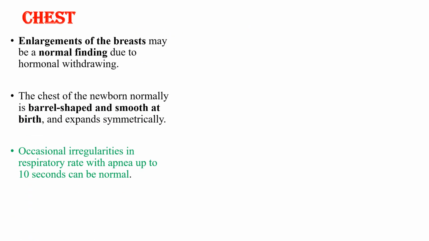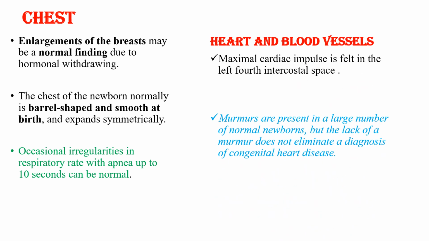The other is about the chest. Enlargement of the breast might be a normal finding due to hormonal withdrawal, and the chest of the newborn normally is barrel-shaped and smooth at birth and expands symmetrically. Occasionally, irregularities in respiratory rate with apnea up to 10 seconds can be normal. This is the breathing pattern of a newborn. It's not apnea if it is irregularity of breathing or cessation of breathing up to 10 seconds without any color change.